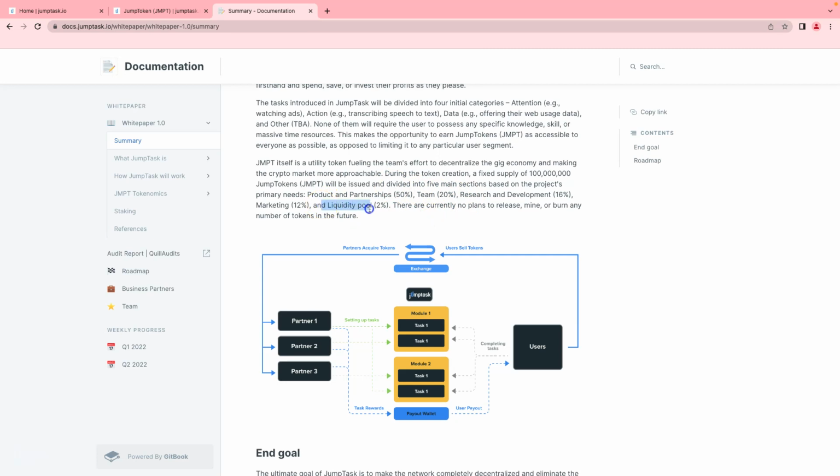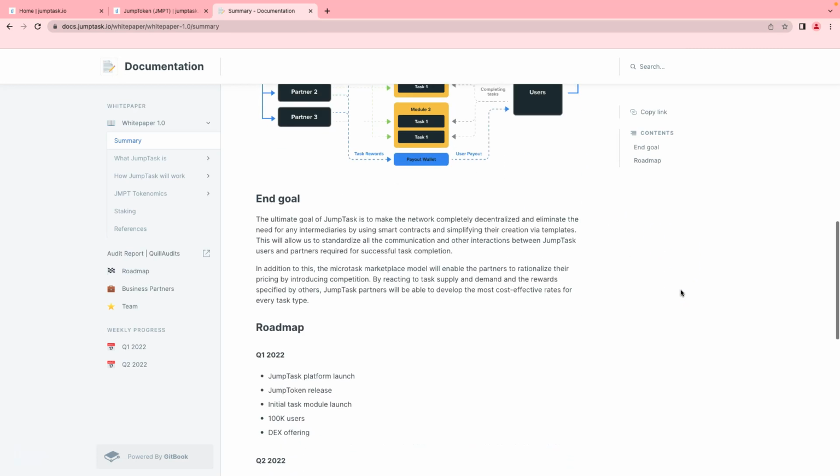They have a liquidity pool here. They're not going to come up with any more in the future. They have 50% allocated to product and partnership. So it looks like a pretty optimal type of tokenomics setup.